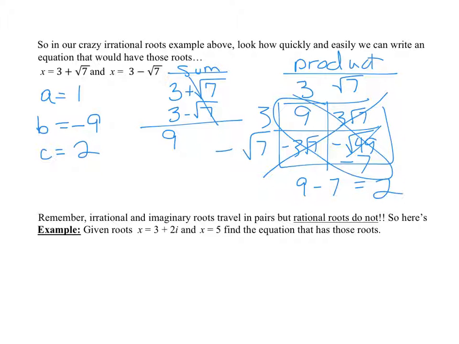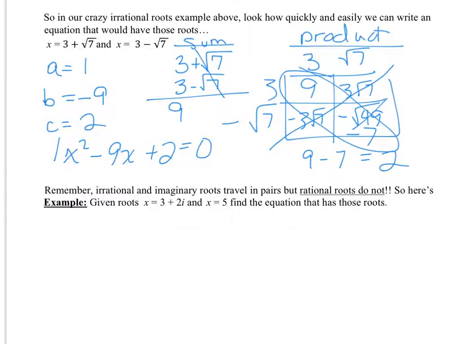So this equation is x squared, because it's 1x squared, minus 9x plus 2 equals 0, because we want to write an equation. That's it. You add them together, multiply them together, and we create the equation.